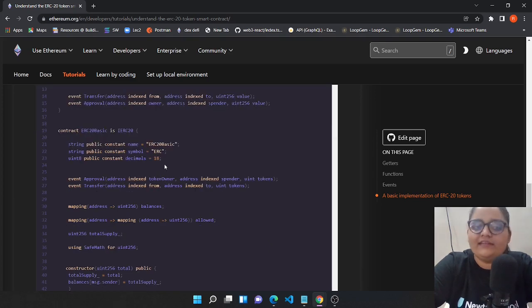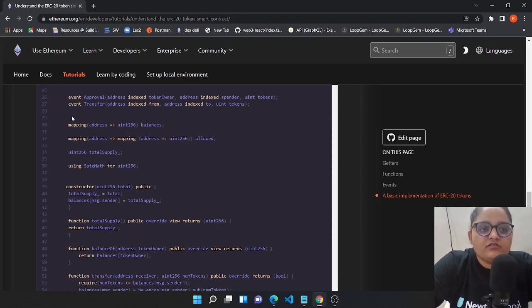So let's see what it has. First it has the name of the token, then it has the symbol of the token and the decimals. Decimal particularly means that your one token can be divided into 18 parts, like 18 decimal points. Then there are the approval and transfer events.